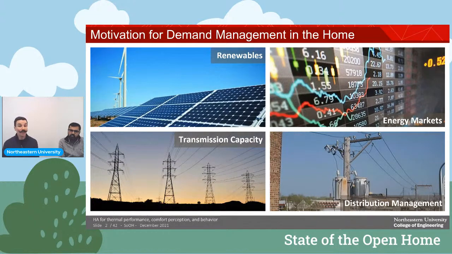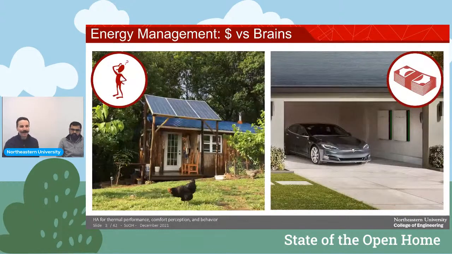And from the utilities perspective, they're really interested in demand management too, to make sure that their transmission system isn't being overloaded, that their distribution system, as more and more people get electrified heat and electrified vehicles, how do we think about coordinating distribution management? So how do we manage our energy? And I think that there's kind of two different paradigms right now.